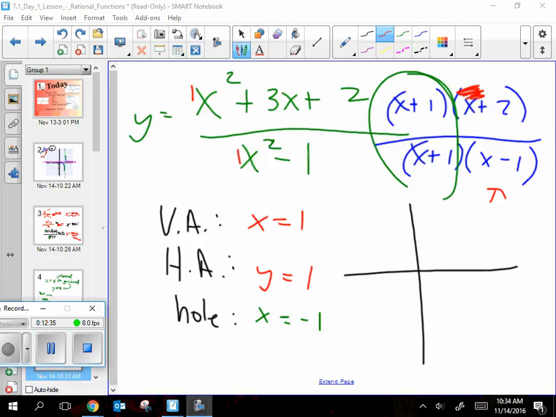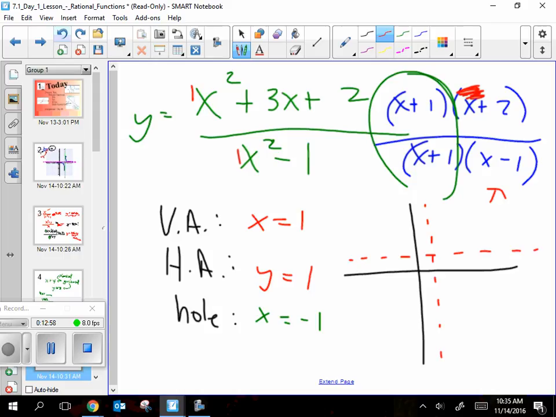All right, so bottom line is, if we found that, which was negative 2, that means that it hits right there. That's one of your points on the graph. But for right now, just get the asymptotes in there. Okay, did you get an asymptote at x equals 1? Did you get an asymptote at y equals 1? Next, did you have a hole? Well, you can't put that in yet.